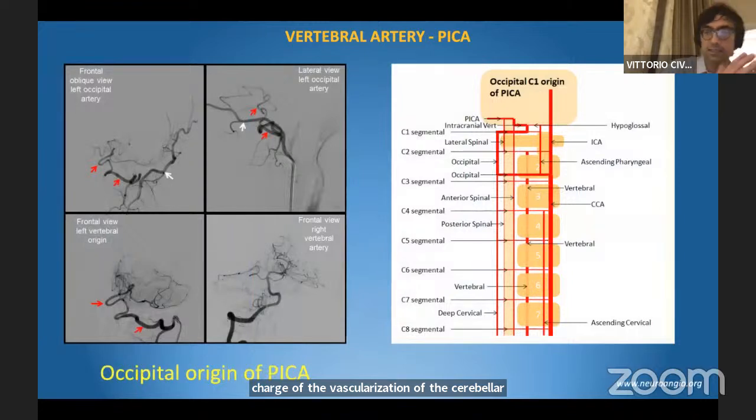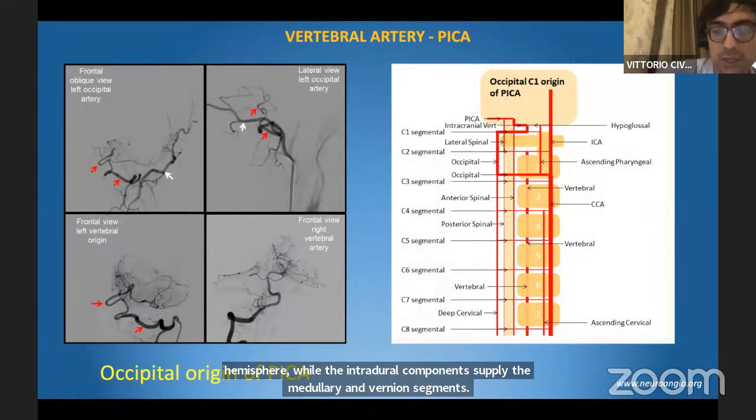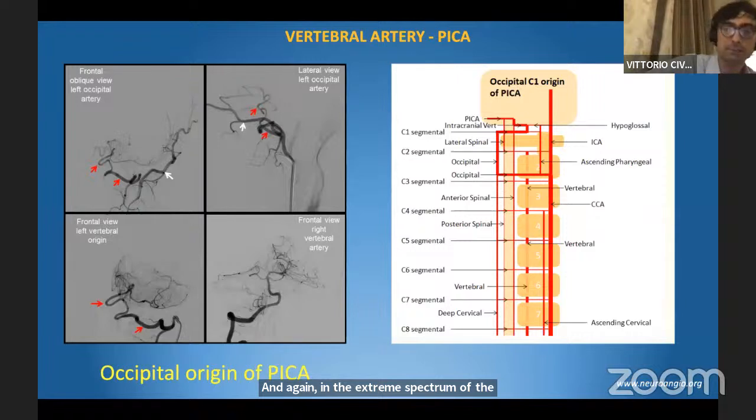And again, in the extreme spectrum of the embryological variation, we can also have the occipital origin of the PICA.